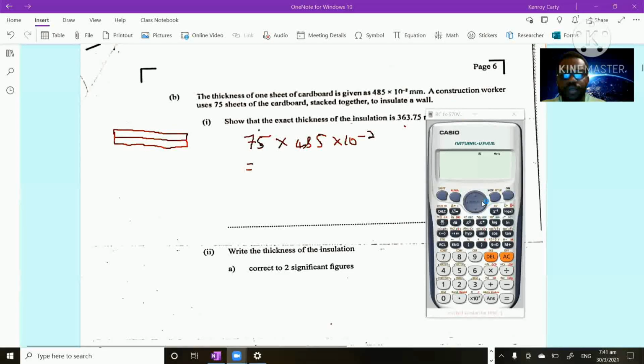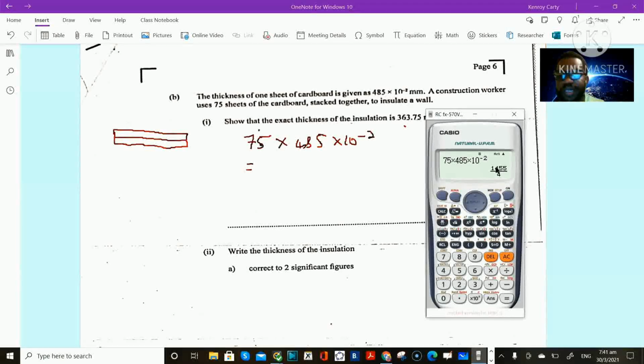All right. So what we're going to do now is put this inside of the calculator and see what happens. So I'm going to put in 75 multiplied by 485 times 10 raised to, and this is the raised to symbol right here, raised to the minus 2. All right, so we put all that in and we simply press equal.